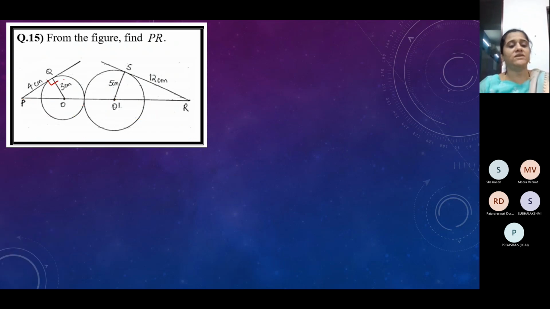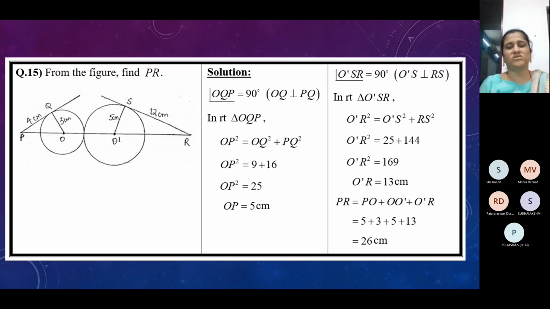So first, radius and tangent are perpendicular, so 90 degrees. Both are right triangles. Pythagoras theorem gives this as 5 and this as 13. And this one is nothing but the radius. Center to circumference, the radius is 3 centimeters. Again, center to circumference, this is the radius, 5 centimeters. So 5 plus 3 plus 5 plus 13 is PR. That's what is here also.